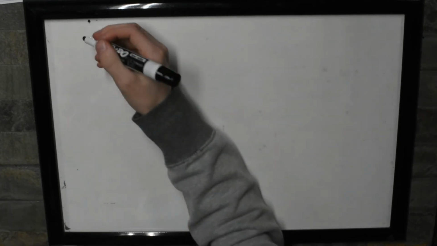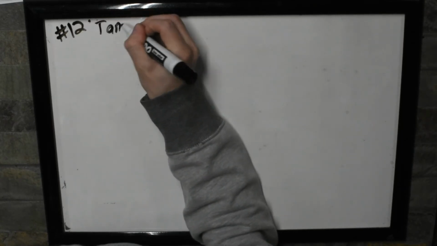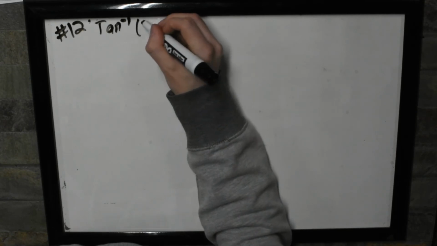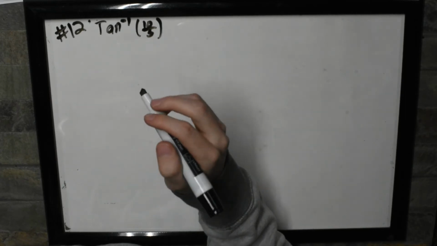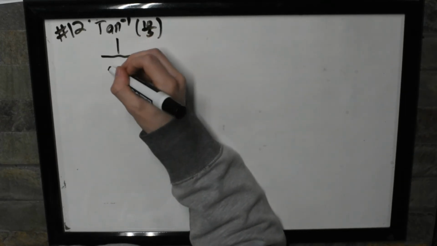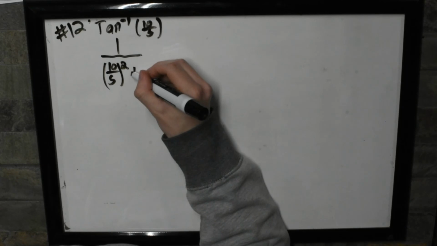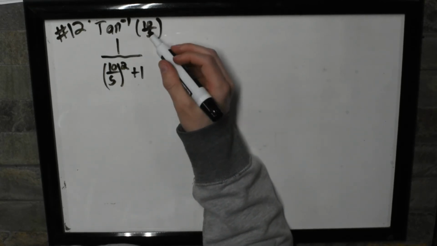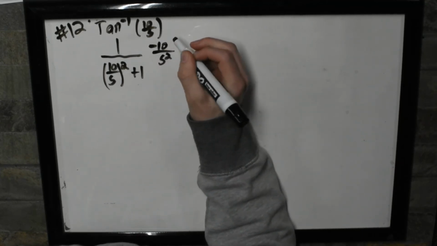Number 12 is a little bit more tricky, but only because it's an inverse trig, but again, not too terribly bad. So number 12 is tan inverse of 10 over s. Alright, and now to take the derivative of this, we're going to use our derivative sheet, and we get the derivative of this is 1 over (10 over s) squared plus 1. And now, since this is a chain rule, we need to take the derivative of the inside, and that's just negative 10 over s squared.